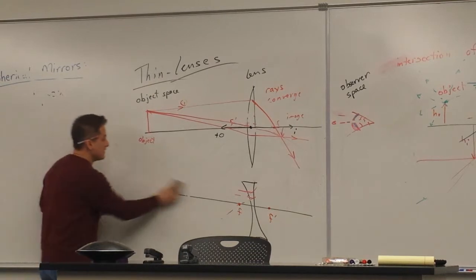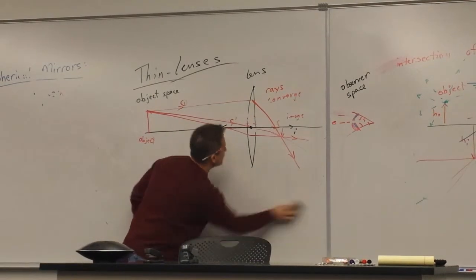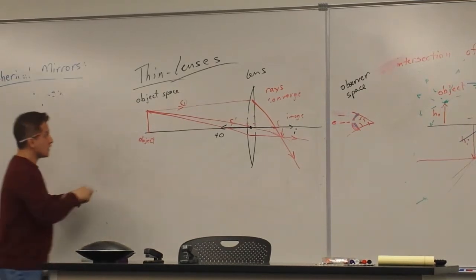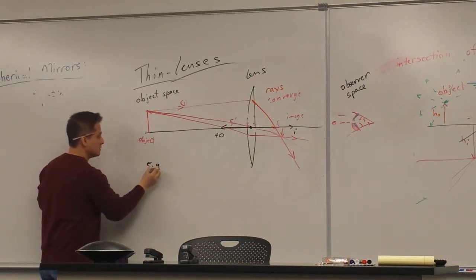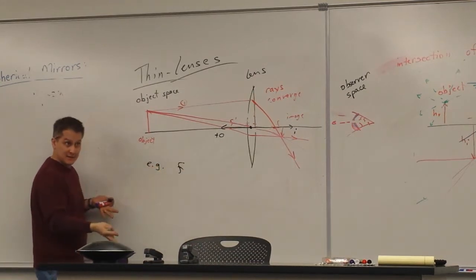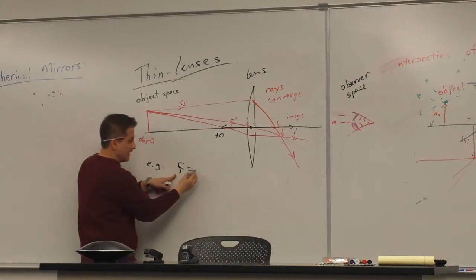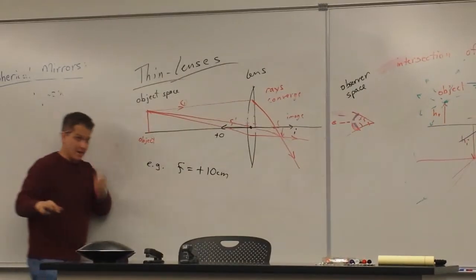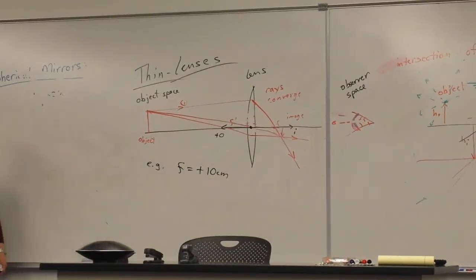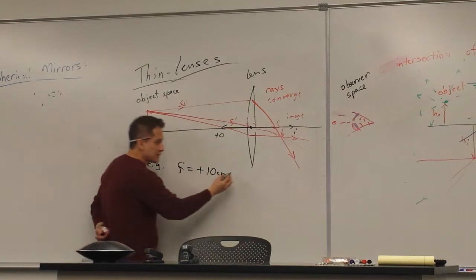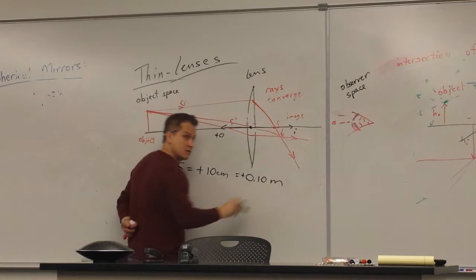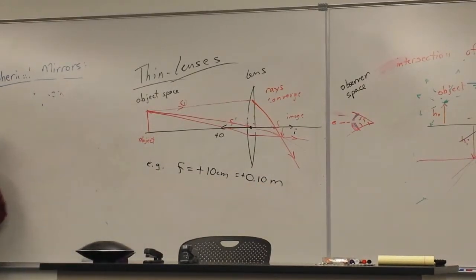Magnification works the same way. So, as far as calculations go, those are really the criteria to deal with. So, as an example, if you had a lens with a focal length of, say, plus 10 centimeters. And by the way, plus 10 centimeters is another way of saying plus 0.1 meters. How many of you have glasses or have ever worn glasses?